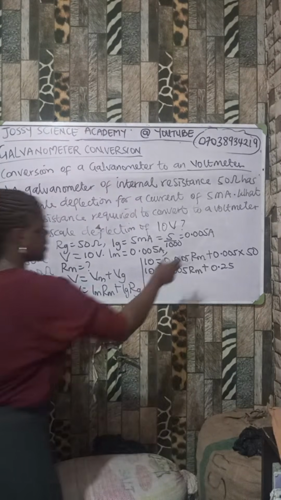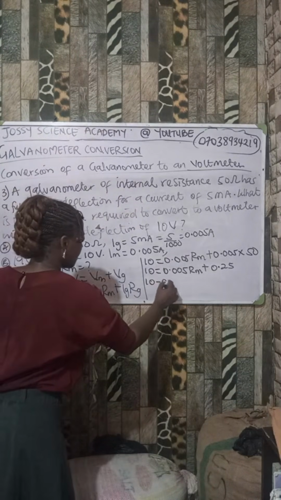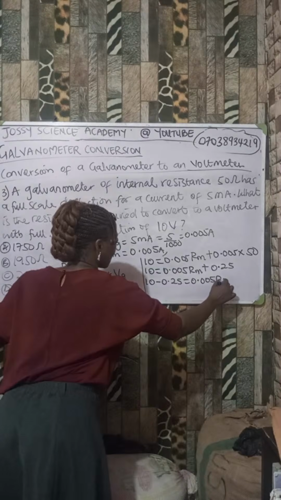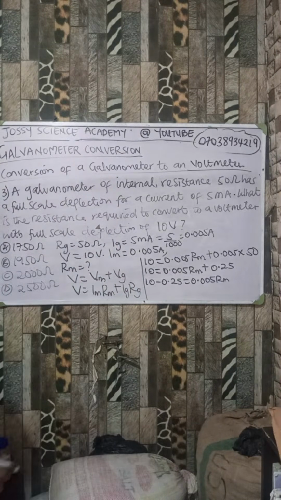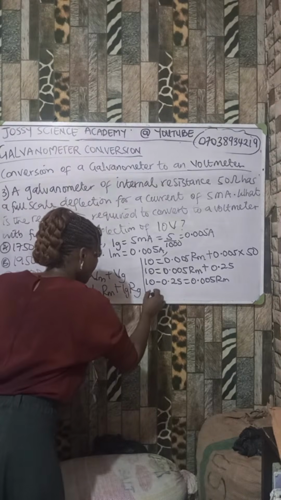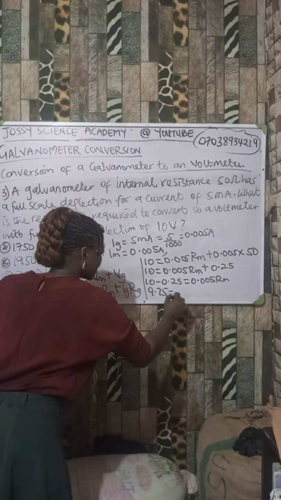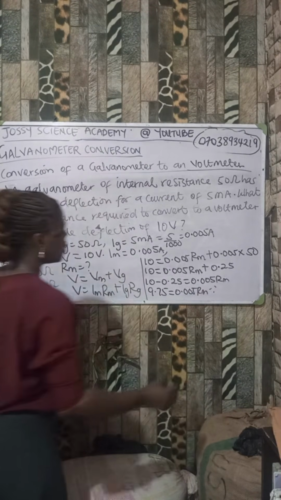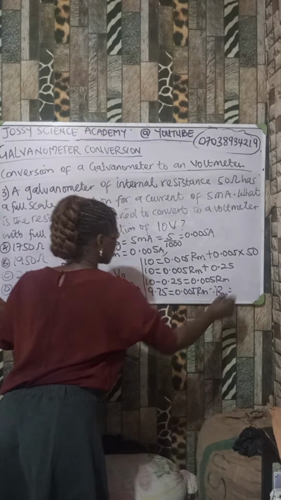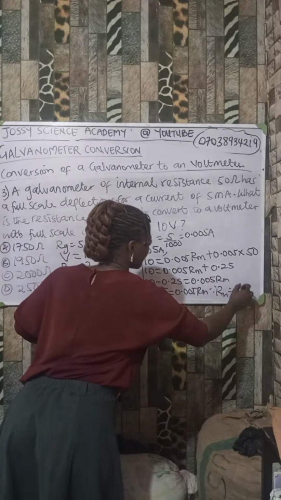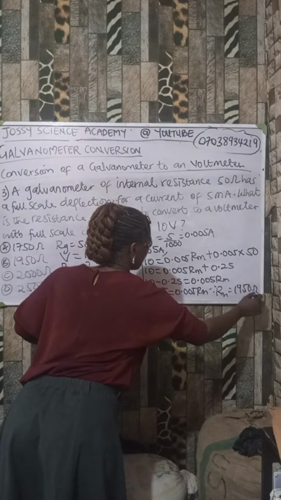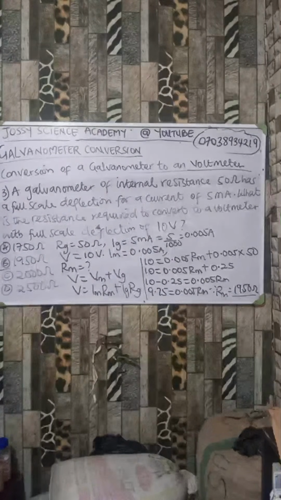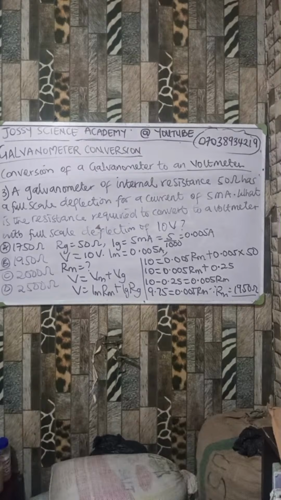All right, so I will take this one to the other side. That is 10 minus 0.25 is equal to 0.005 Rm. Okay, all right, so this is going to give me 9.75 is equal to 0.005 Rm, right? So therefore, by the time I divide, my Rm is equal to 1950 ohms, which is option B, right? Are we cleared?